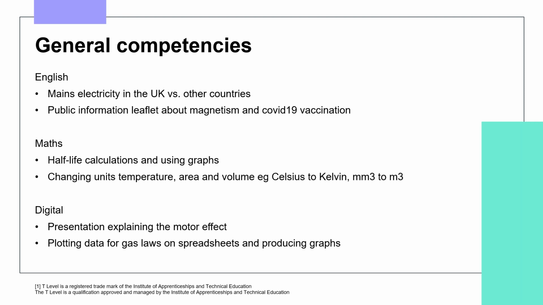Digital skills can be on presentations, leaflets, etc., explaining physics concepts, such as the motor effect, but also the use of spreadsheets for making tables, producing graphs, etc. such as making a trend line to find absolute zero from some gas law data.